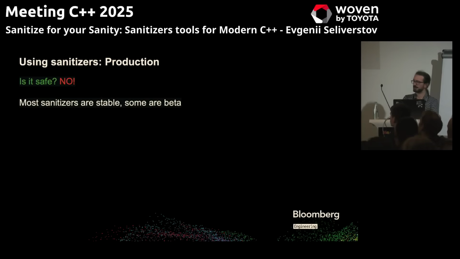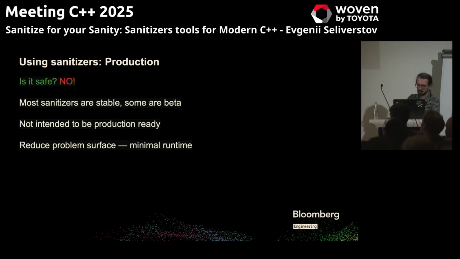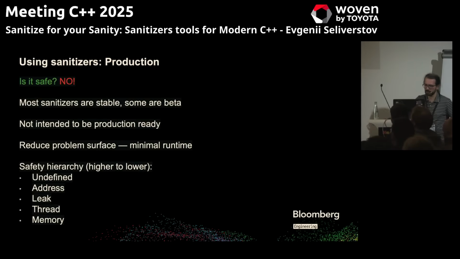Because, for example, the undefined sanitizer doesn't break any behavior. Thread sanitizer, I could not recommend this. The problem with bringing them to a production system could be mitigated by providing a really minimal runtime, so the changes in program behavior shall be minimal. If you think about safety, the undefined sanitizer is the safest. Other sanitizers are probably good, and please don't use thread or memory sanitizer for production.